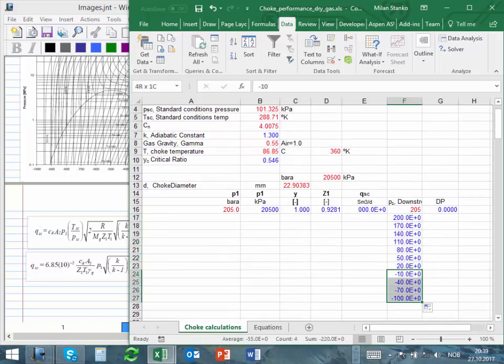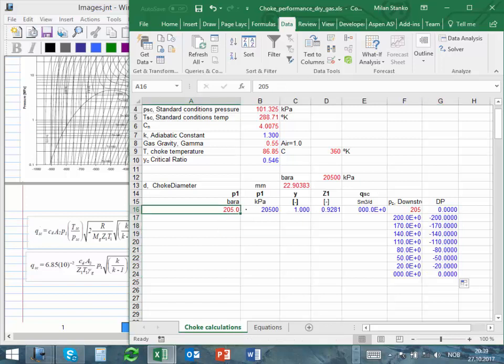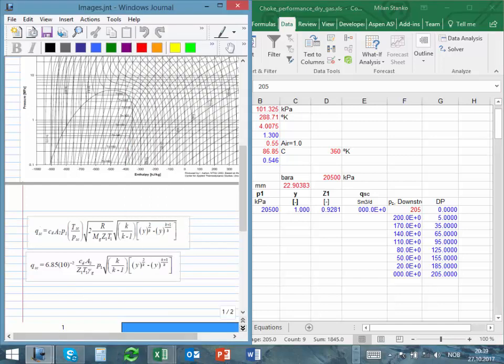That gives you a different delta P, while P1 should be constant. And that gives from delta P0 to delta P 205, and you should get exactly this behavior. So that's the homework.